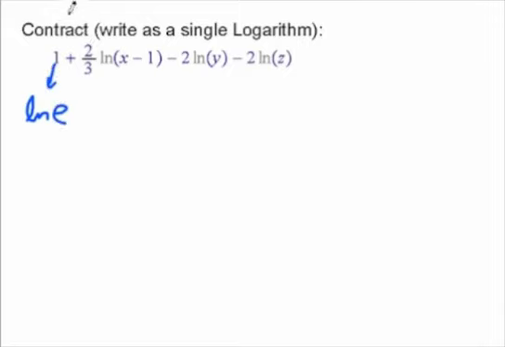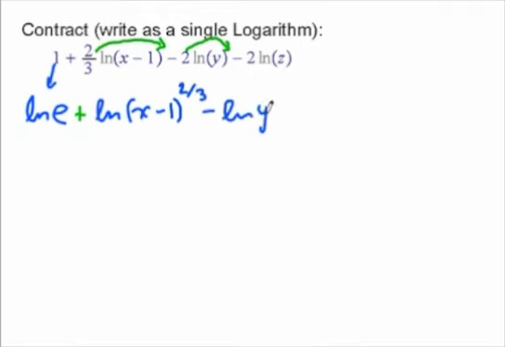The 2/3, kind of like where we were pulling them down before, here we're going to put them back where they belong, is going to go up here. So we're going to get plus ln of x minus 1 raised to the 2/3 power. Same thing with the 2. We're going to put it back where it was as a power on that expression. So we're going to get minus ln of y squared. And the same thing with this other 2 here. We're going to bring it up and put it in the z. I'm not going to worry about the minus. I'm just going to put the 2 up there. So we're going to have minus ln of z squared.